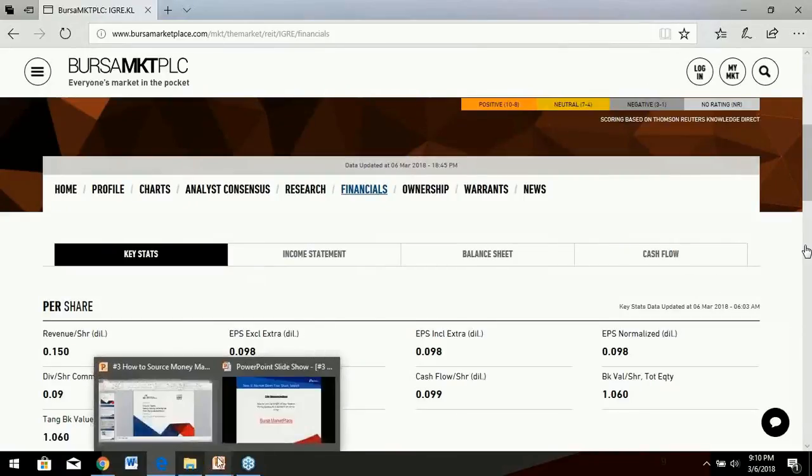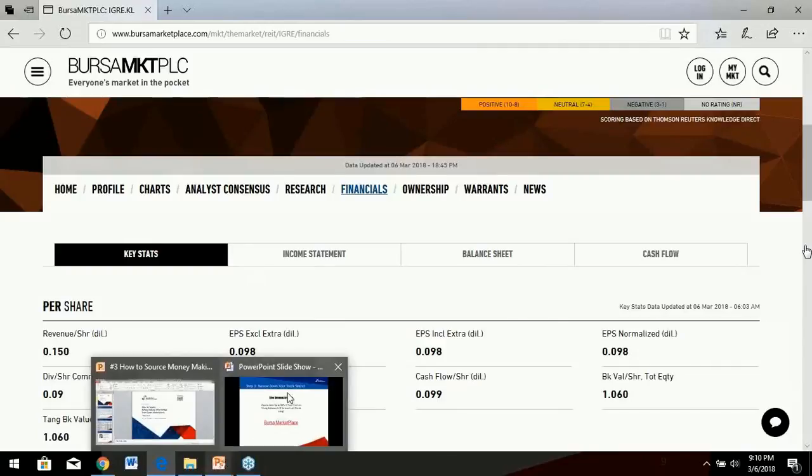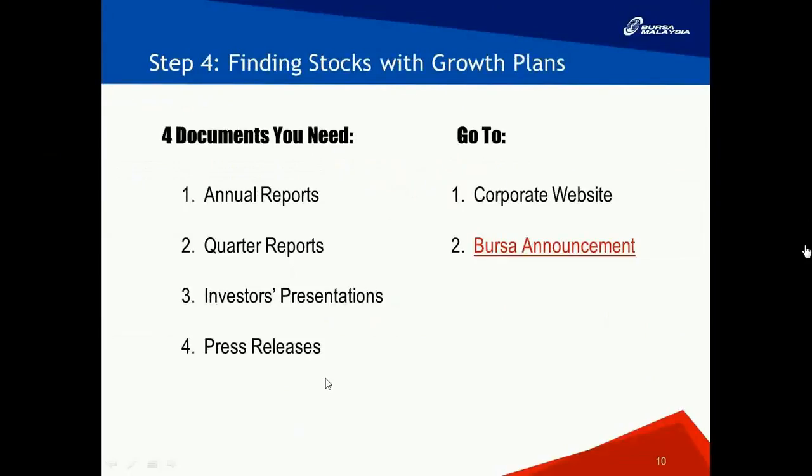With that, let me see whether we can get into the next portion of the webinar, which is step number 4. This is the most exciting part, which is finding stocks with growth plans. For this, you need 4 documents. Just now the first 3 steps: step 1 is the objective, step 2 is the information that you need, and step 3 is using the screener to find fantastic dividend stocks. Step number 4 is about the future. And in order to tell the future, you need 4 documents.